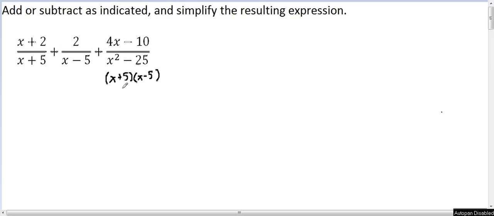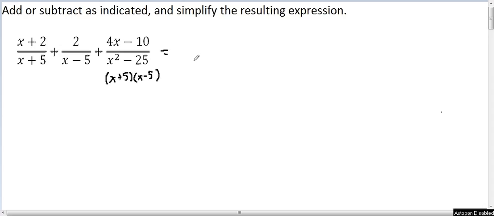And if we compare what we have here to the denominators in the first two fractions, we see that this multiple here is actually the first two denominators multiplied together. So in order to match these three denominators, we just need to multiply the first two denominators together. So to the first fraction, we're going to multiply the second denominator, and to the second fraction, we're going to multiply the first denominator. So we're saying that the least common denominator for these three fractions is x plus 5 multiplied by x minus 5.